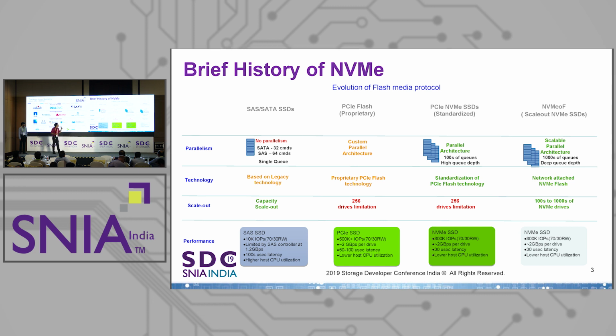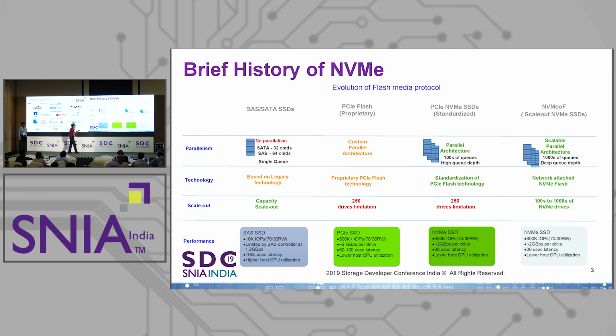Now, when we talk about SAS and SATA, these were legacy technologies. Before SATA it was PATA, which was superseded, and then SATA came. Then a new technology, SAS, came, which was based on SCSI, and it scaled out so that a lot of devices could be connected. But again, the issue was throughput. It was limited to 1.2 gigabytes per second, because the SAS controller attached to it was not able to push more IOs to it. It also had larger latency and higher host CPU utilization.